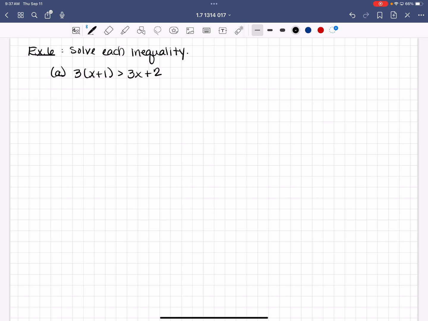This example shows some special cases. There's an A and a B, and it shows both special cases. You don't realize it's a special case until you see it. I didn't pull the screen down this morning, that's my bad. You just start off like you normally would. You're going to distribute that 3. So that's going to give me 3x plus 3 is greater than 3x plus 2.